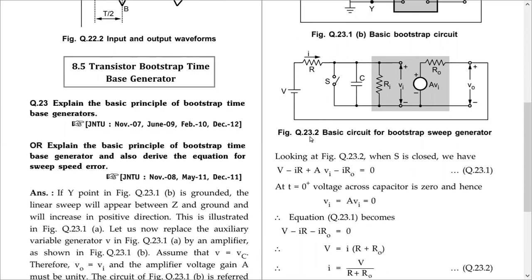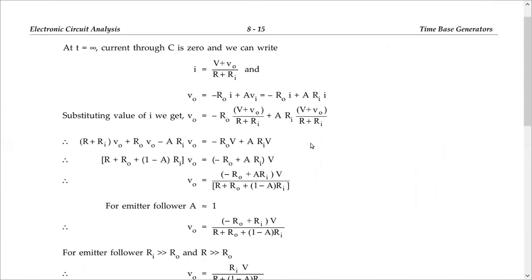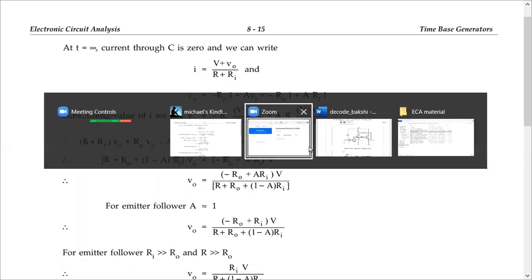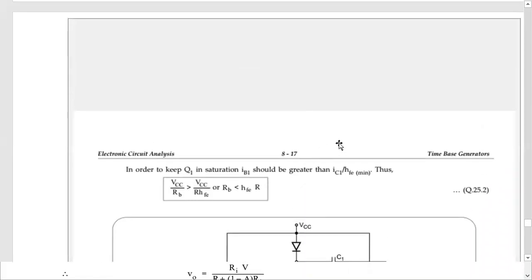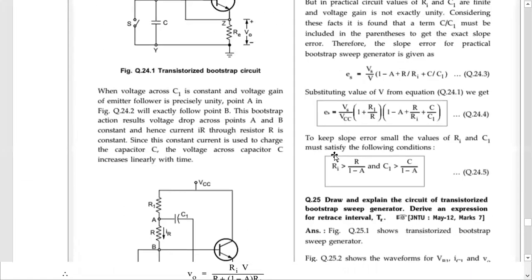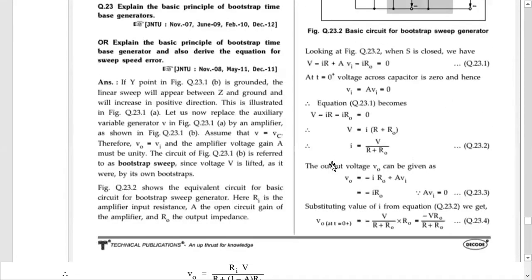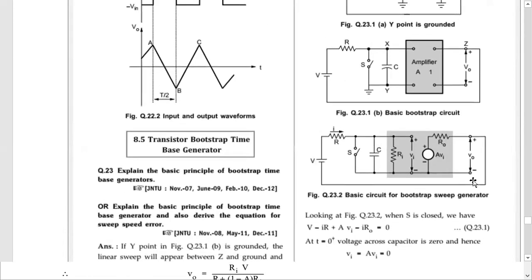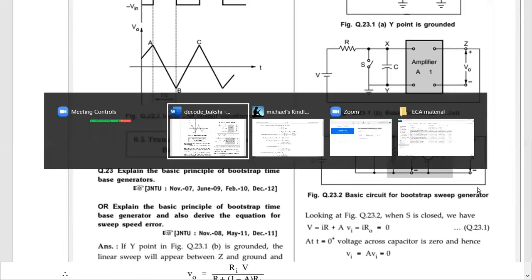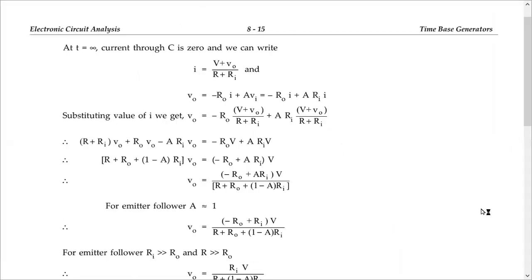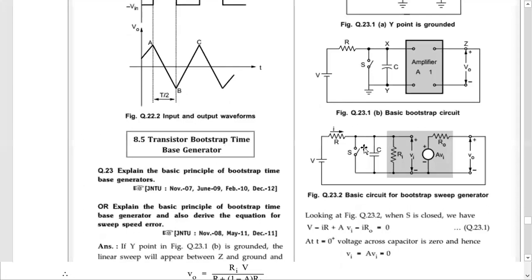Now if we apply KVL there. For your convenience, I am representing two different documents so that it will be easy for us to switch and analyze. Now we are considering the case when the switch is open for a long time, and the capacitor doesn't allow current to flow.